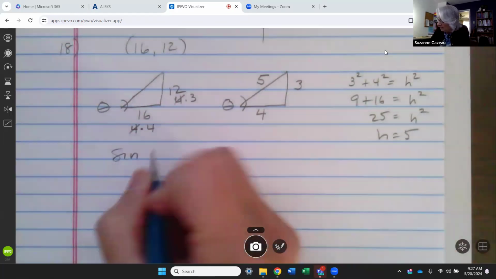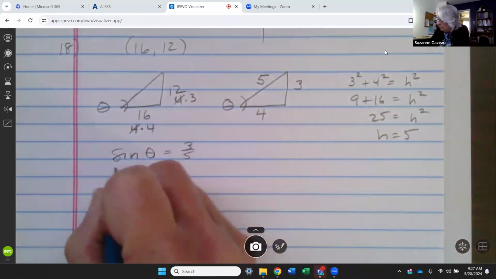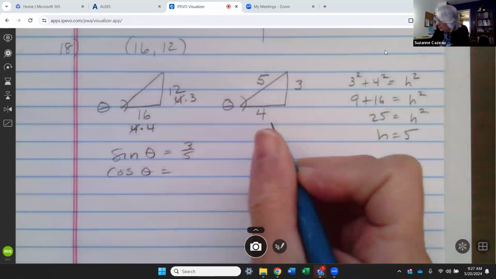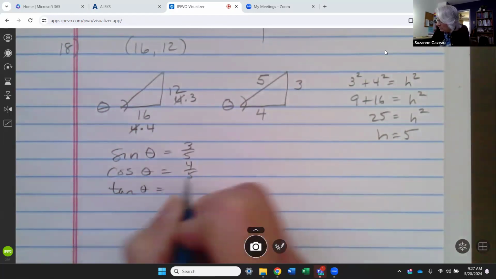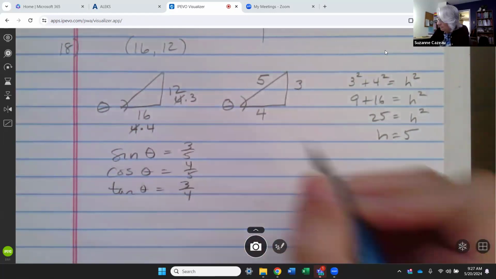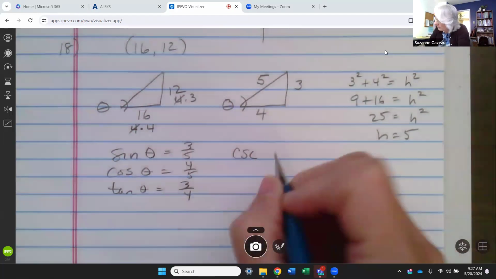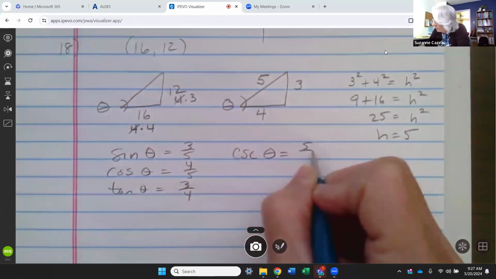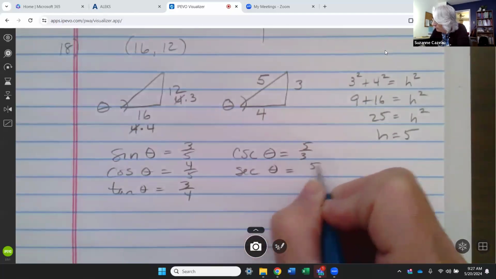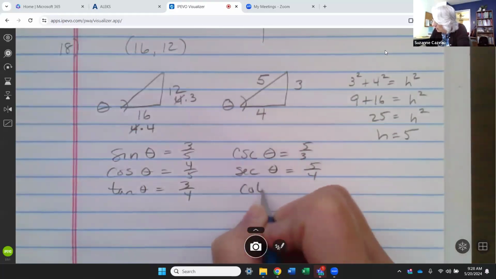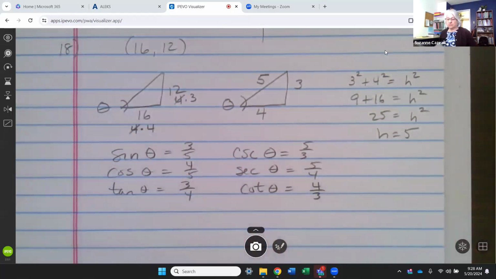So sine is 3/5. Cosine of theta is 4/5. Tangent of theta is 3/4. And then we got our reciprocals. Cosecant is 5/3. Secant is 5/4. And cotangent is 4/3. All right.